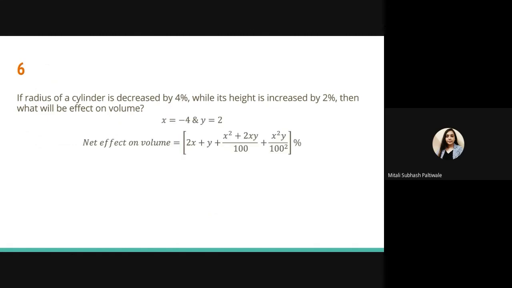So net effect on volume would be equal to 2x plus y plus x squared plus 2xy by 100 plus x squared y by 10,000 percent. Now let's put the values into the equation and get the answer.